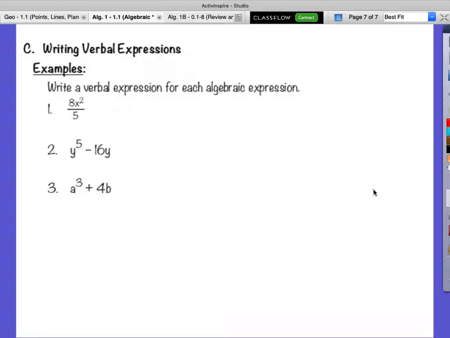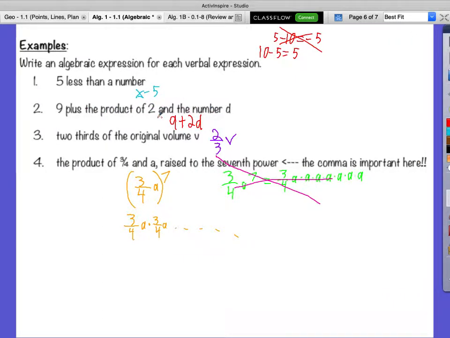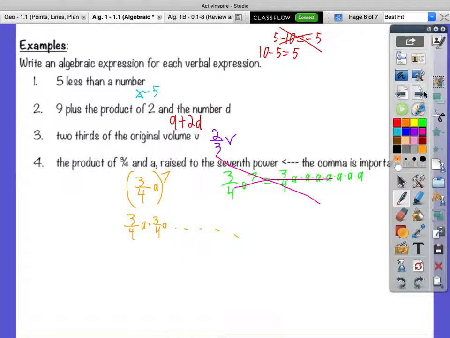Okay, Ray. 8x, I forgot what the 2's called. Squared? Exponent? 8x squared divided by 5. Right? That could be one way to word it. I would say typically if we were to go more in line with what happened here, like 9 plus the product of 2 and the number d. Did it say 2d there? No, it's the product of 2 and the number d. So maybe we want to be a little more careful with that.